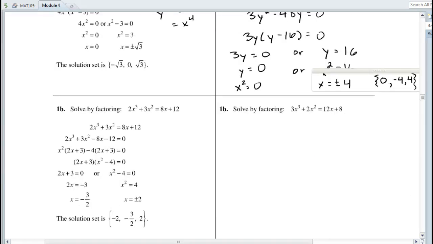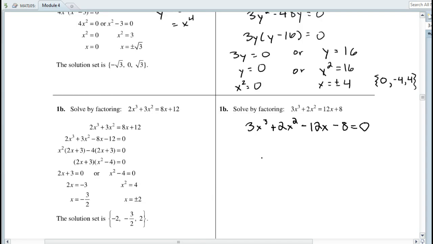Okay, let's go down to the next one. Generally, when you have a degree 3, you just need to try whatever you can, but first let's move the 12x and the 8 to the other side. I always like to get all my variables on one side if I plan on factoring. So we have 3x cubed plus 2x squared, minus 12x, minus 8. Really, I'm just subtracting 12x and 8 from both sides, but if you've done it enough times, you realize if you move one thing to the other side, it just changes signs.